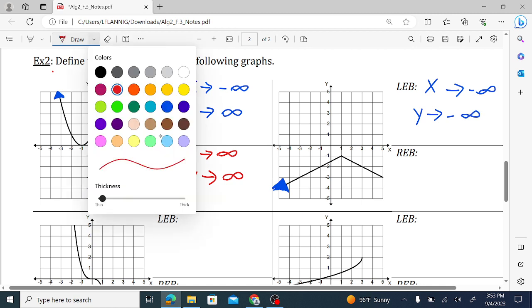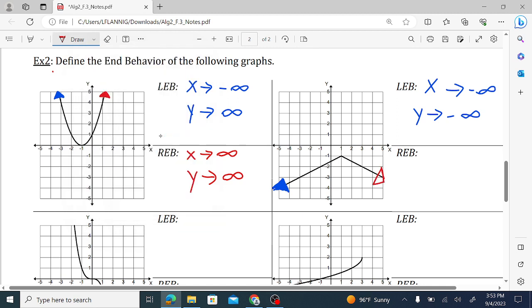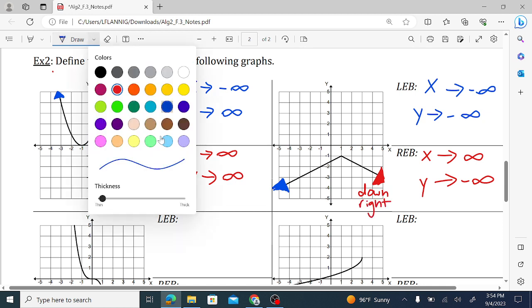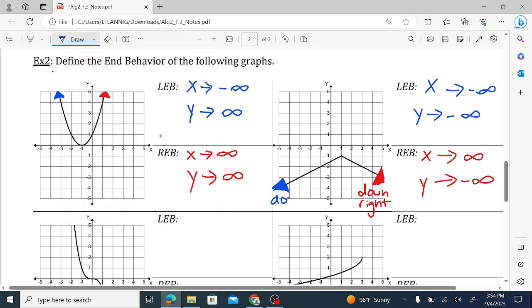As far as the right is concerned, this arrow, the red arrow, x is approaching infinity because we're going to the right. Y is approaching negative infinity because we're going down. Remember, this is going down and to the right. And this one is going down, but to the left.